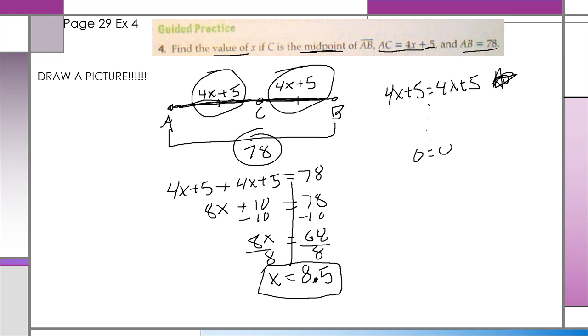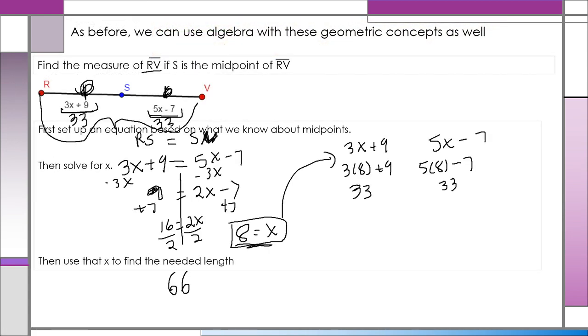Well, one way would be to, as I just did, take small segment plus small segment equals big segment, and use that as your equation basis. Unlike in the previous case, where they only gave me these two. They didn't give me a value for RV. So I couldn't set this up like I did the other one because I'd be like 3x plus 9 plus 5x minus 7 is equal to what? I don't have a value to put here. So instead I set them equal to each other because that's the only information I have to go off of.